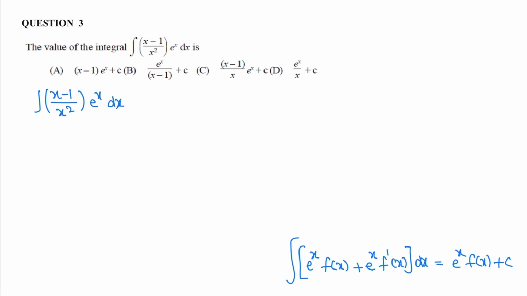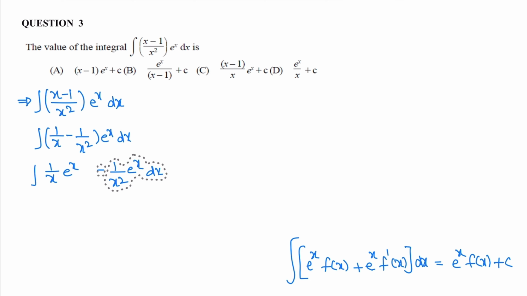The value of integral (x - 1)/x square into e power x dx is. So this is the given integral. For this given integral, x by x square, that is 1 by x, minus 1 by x square, e power x dx. It can be written as 1 by x e power x minus 1 by x square e power x into dx.